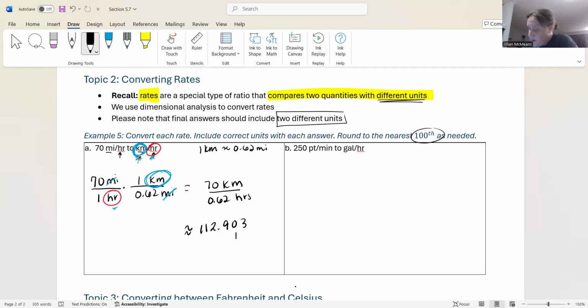Okay, so a hundredth is right here. That's 2 decimal places out. The digit one to the right is a 3, so that tells me to round down. That means the 0 can stay the same, and then I just chop the 3 off. So this is 112.90, but we don't generally need the zeros at the end of a decimal. So I'm going to say we have 112.9 kilometers.